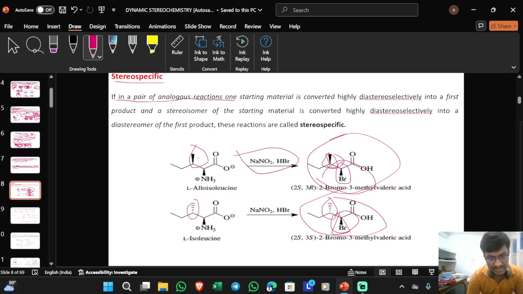Diastereotopic means that two centers are present, one center is the same, but the other two centers are different. Then these are enantiotopic, not diastereotopic. Then to create the reaction, then the product.